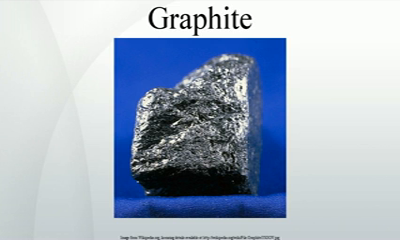Graphite is an allotrope of carbon. It was named by Abraham Gottlob Werner in 1789 from the ancient Greek grapho, to draw or write, for its use in pencils, where it is commonly called lead.